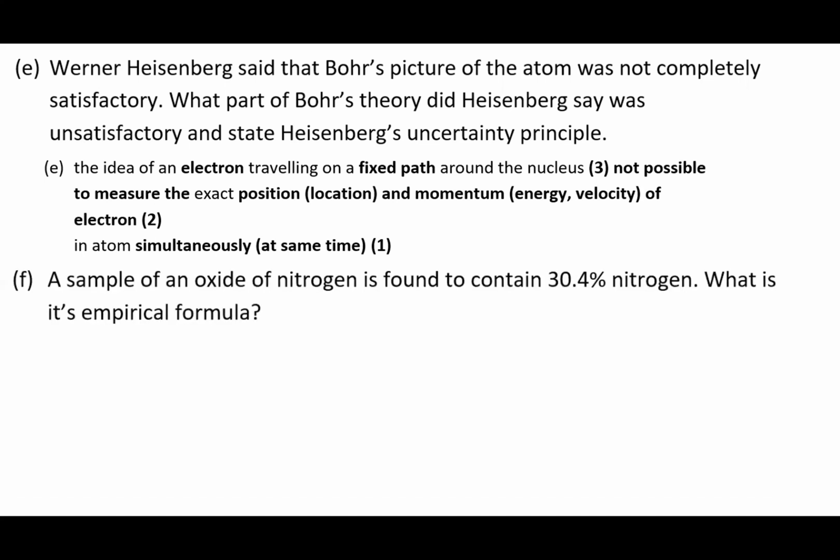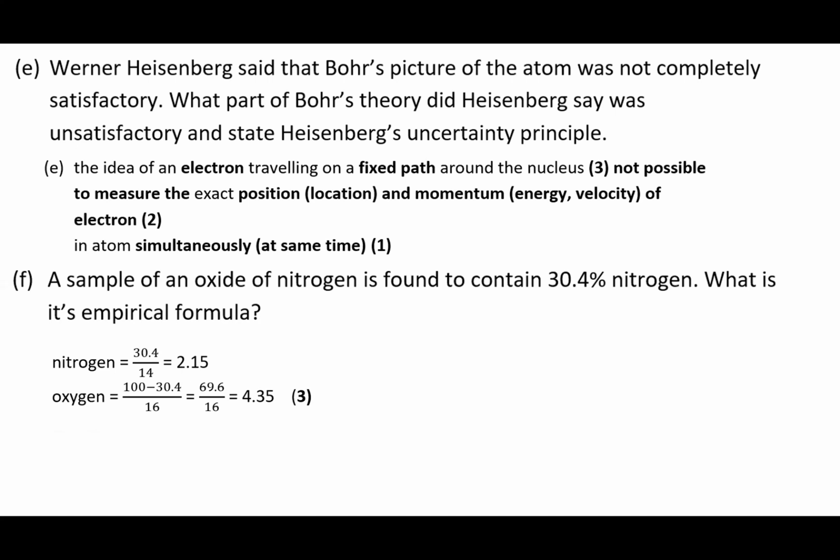A sample of an oxide of nitrogen is found to contain 30.4% nitrogen. What is its empirical formula? So we've 30.4% of nitrogen, so that's 30.4 divided by 14, which is equal to 2.15. If there's 30.4% of nitrogen, there must be 69.6% of oxygen. You subtract the 30.4 from 100. So you divide that 69.6 by 16 then to give you 4.35. Sorry, just 4.35, not percent.